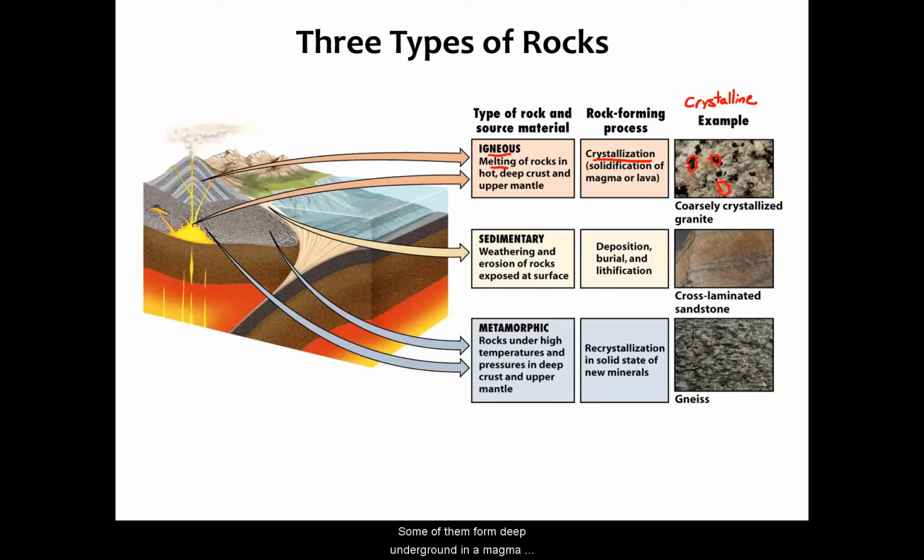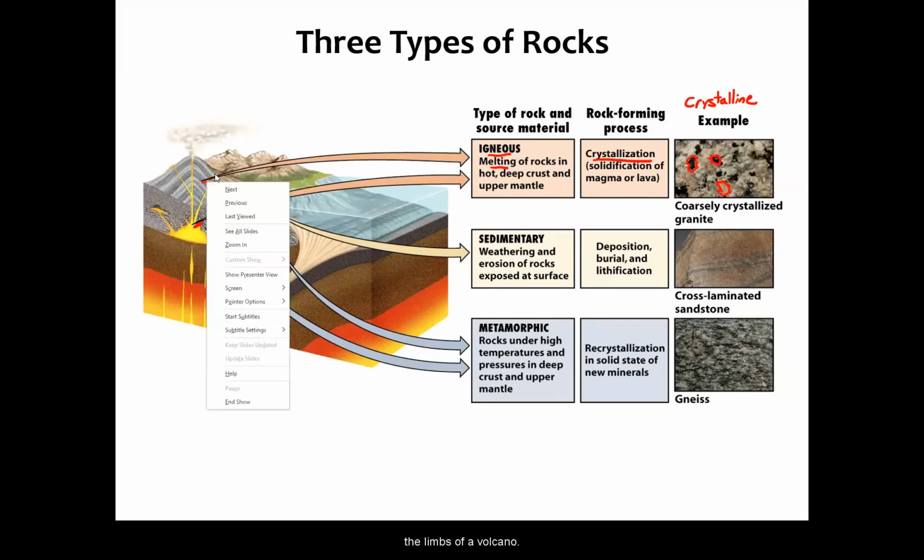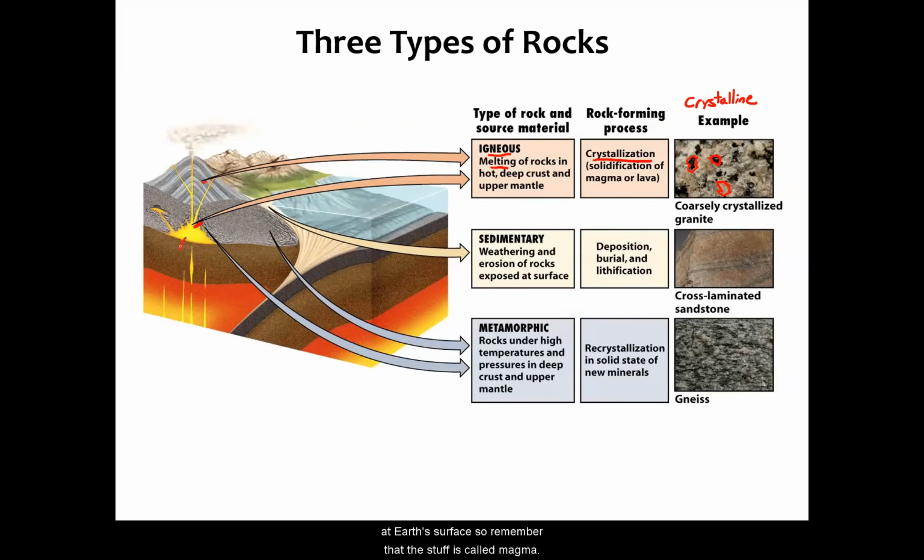Some of them form deep underground in a magma chamber that's cooling off, and some of them might form on the flanks of a volcano here at Earth's surface. So remember that this stuff is called magma. Once it comes out onto Earth's surface, it's called lava. And forming underground or at Earth's surface is going to have important implications that we'll talk about eventually.